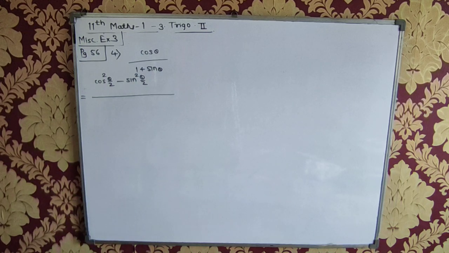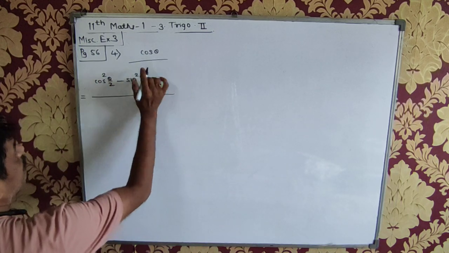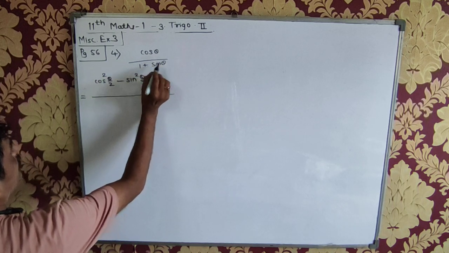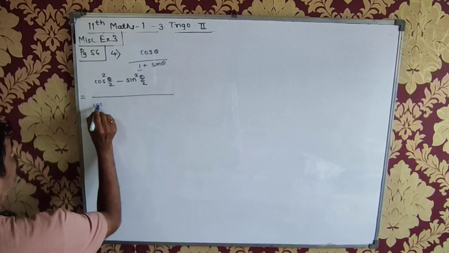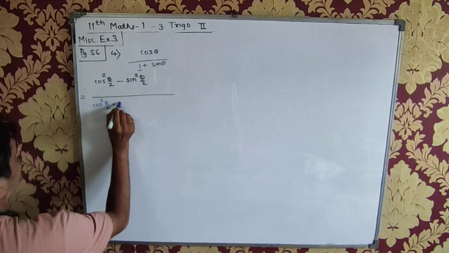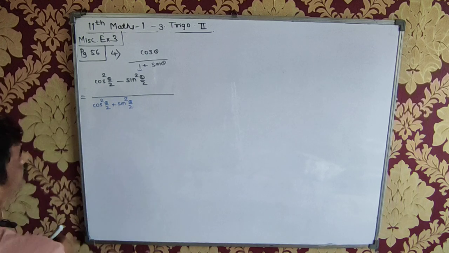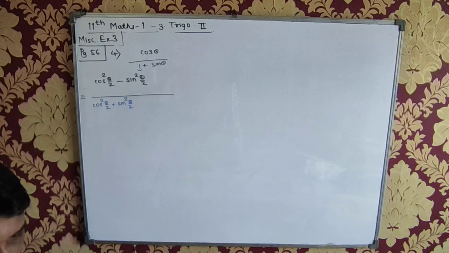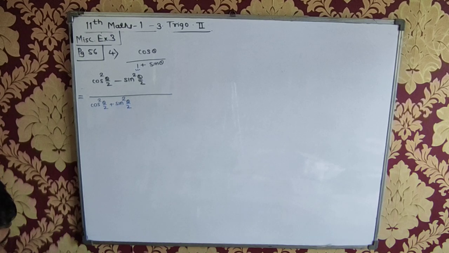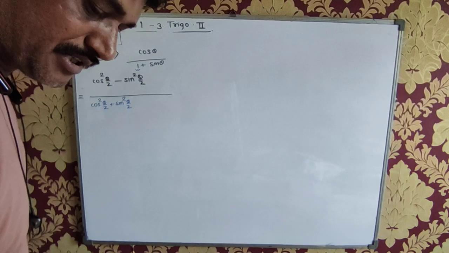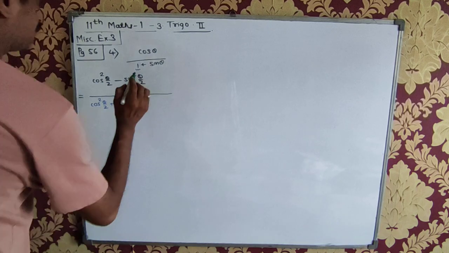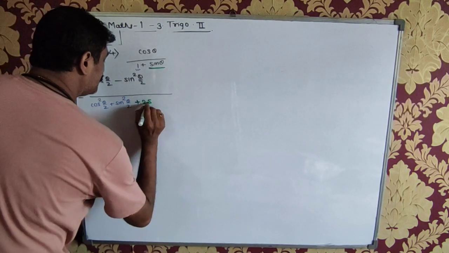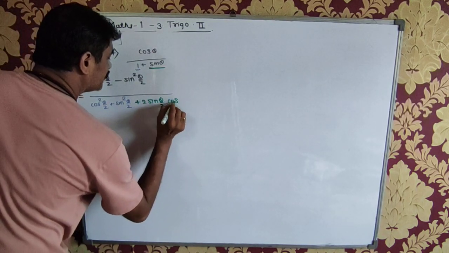What do you suggest in the denominator? For 1, I substitute cos square of theta by 2 plus sine square of theta by 2. You know why? So as to make it a complete square. And for sine theta, what shall I substitute? 2 sine theta by 2 into cos of theta by 2.